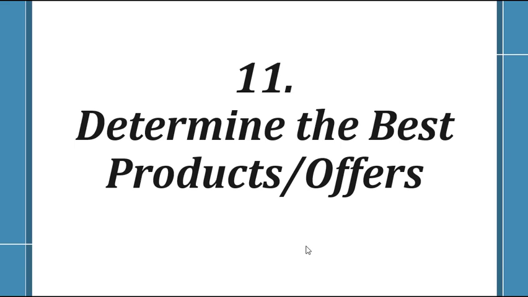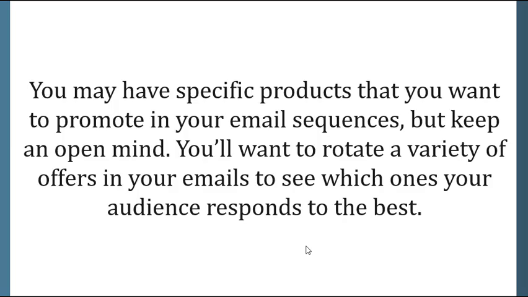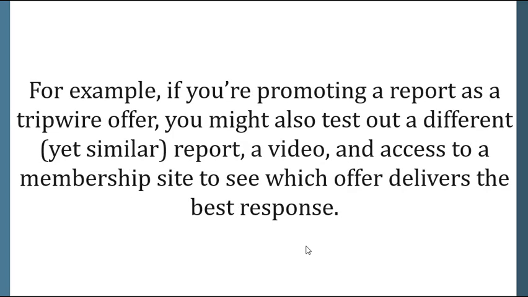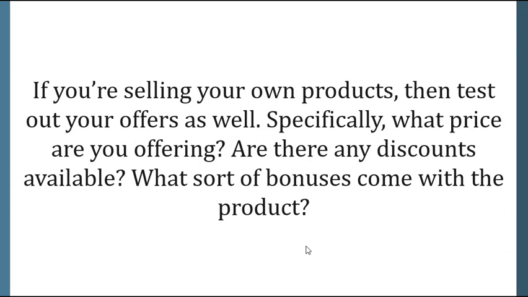Next, determine the best products or offers. You may have specific products that you want to promote in your email sequences, but keep an open mind. You'll want to rotate a variety of offers in your emails to see which ones your audience responds to the best. For example, if you're promoting a report as a tripwire offer, you might also test out a different yet similar report, a video, and access to a membership site to see which offer delivers the best response.